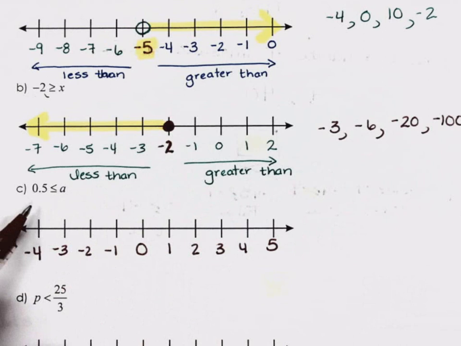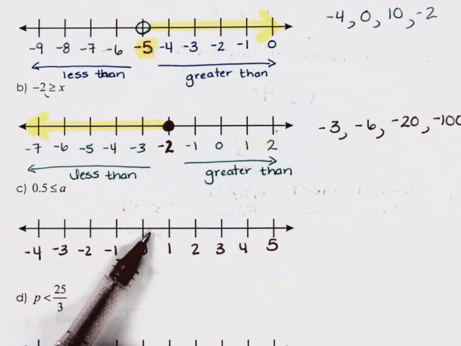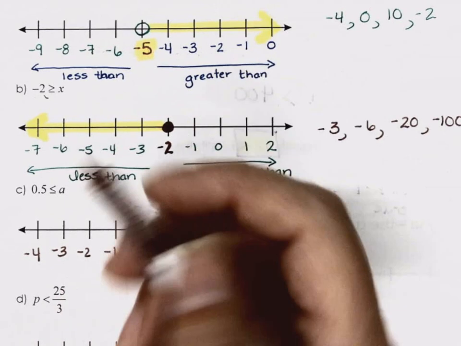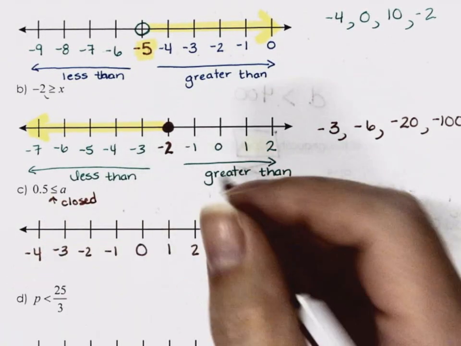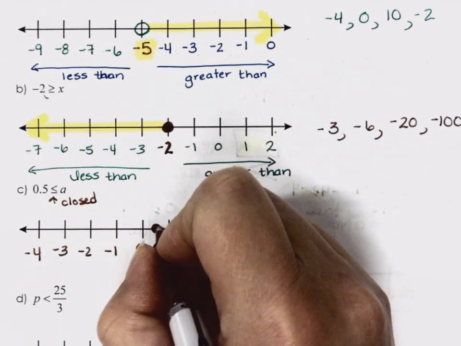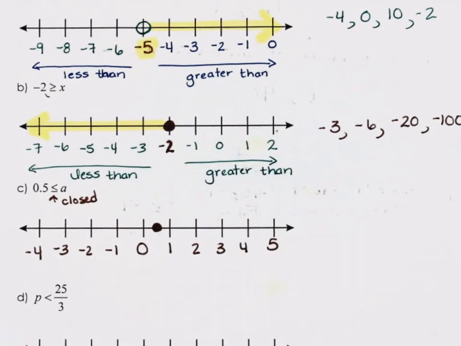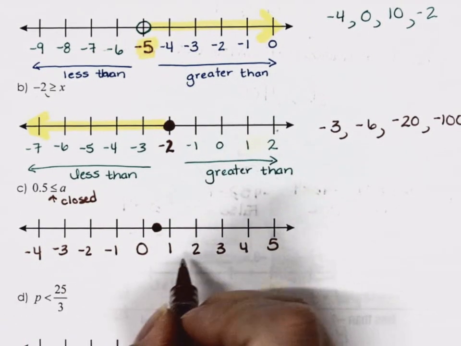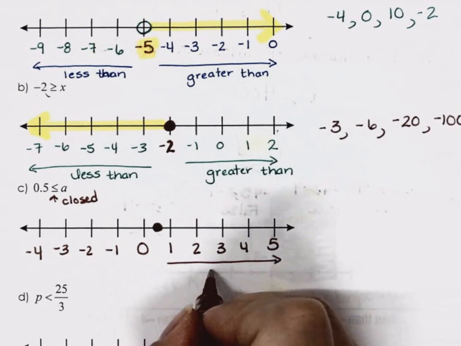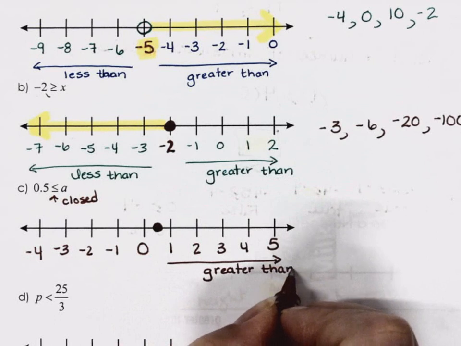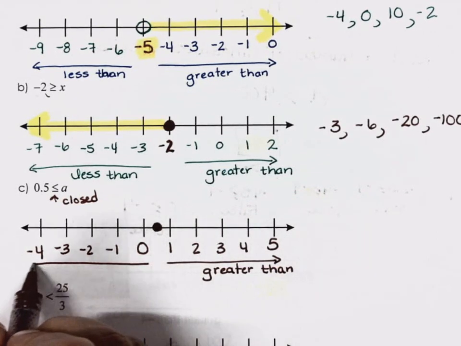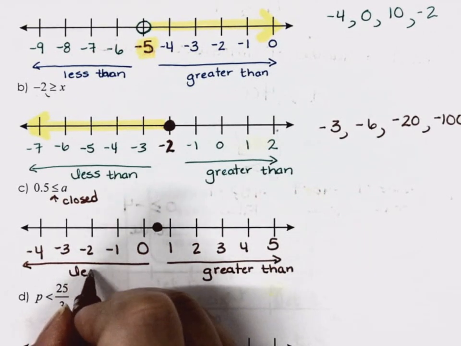But we're dealing with a half. So where does half live on this? It lives in between 0 and 1, right? It lives right in the middle of 0 and 1. And this tells me it's a closed circle. So I'm going to draw a closed in circle there. So these numbers are greater than, and these numbers are less than.